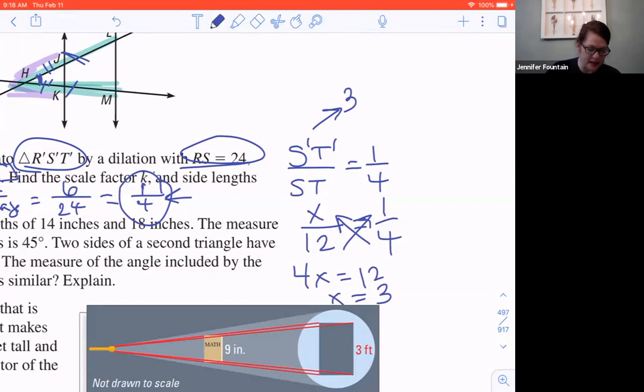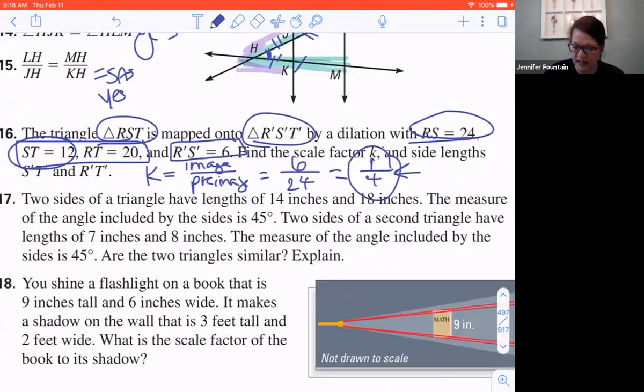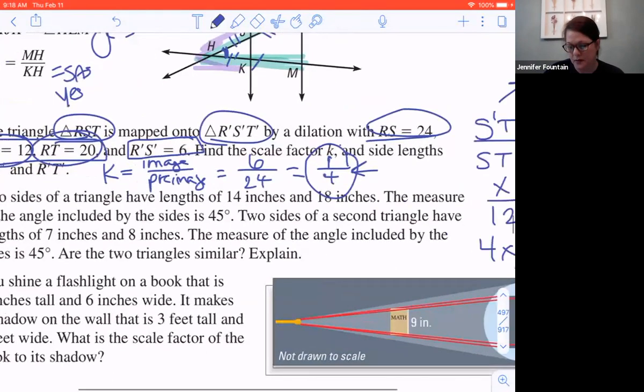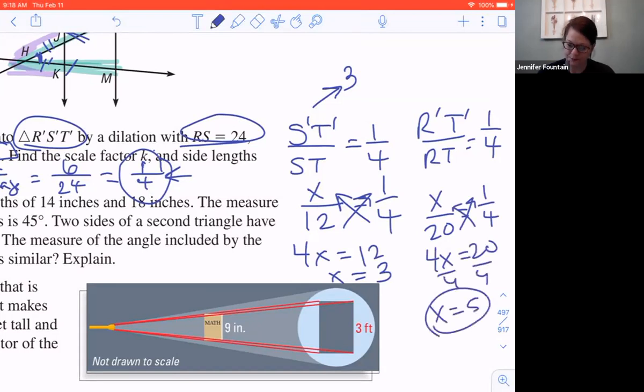I'm going to do the same thing with R prime T prime over RT. That equals my scale factor of 1 over 4. I've got to solve for R prime T prime, but they told me that RT was 20. So I plug that in here. So I have x over 20 is equal to 1 over 4. Cross multiply, and 4x equals 20. Divide by 4, so x is equal to 5. So that means R prime T prime is 5.